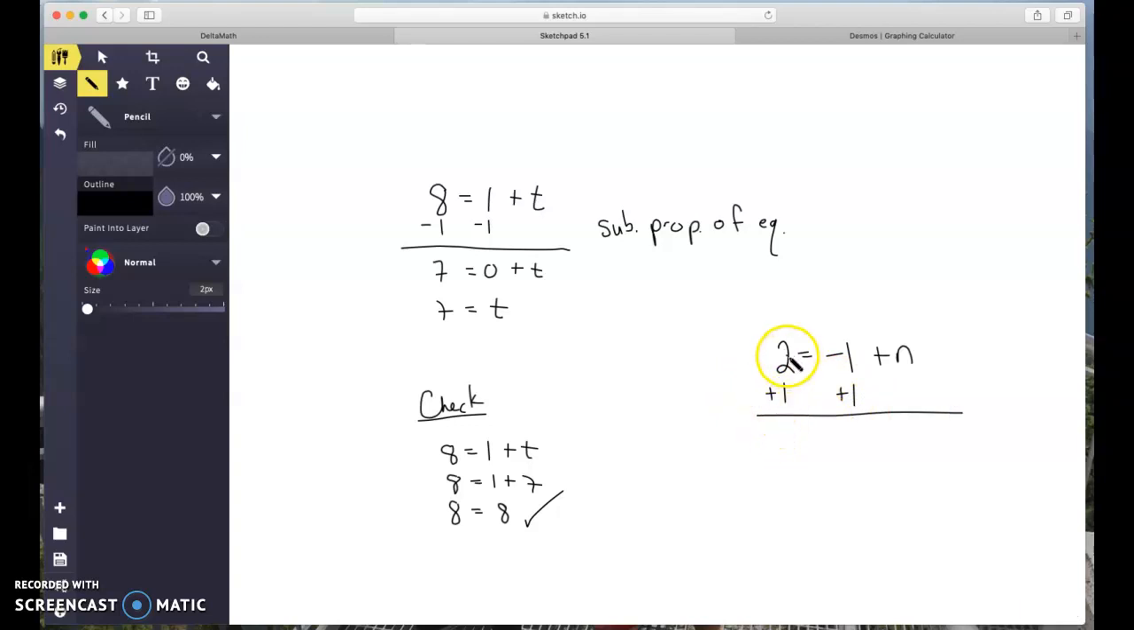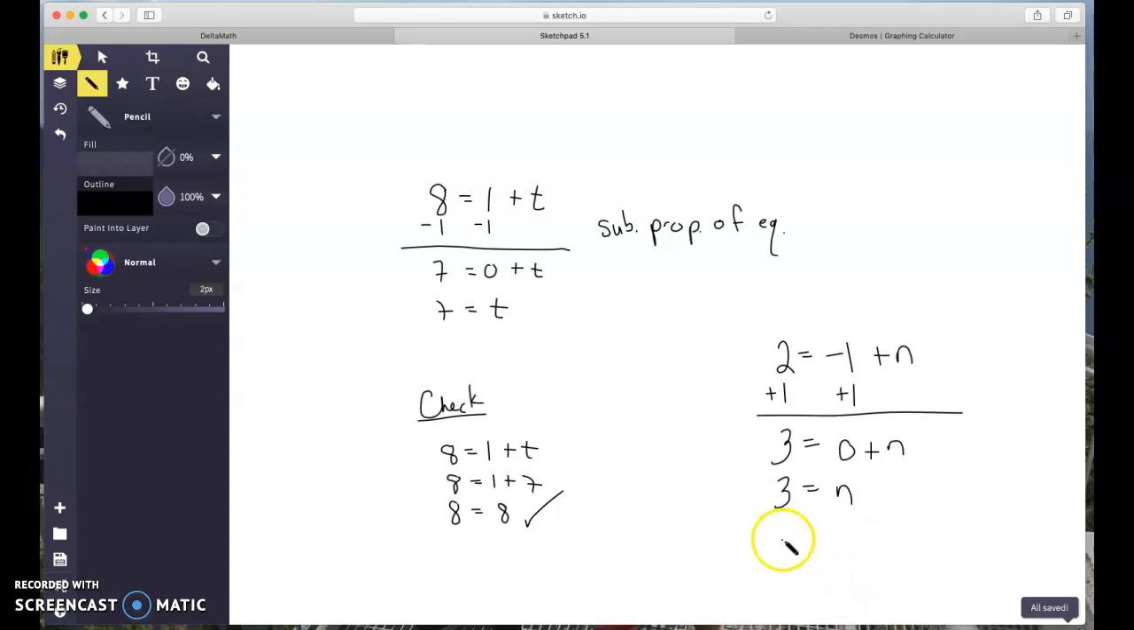When we're using those properties of equality, we're trying to make those ones and zeros, right? When you add 0, it disappears from your equation. It's no longer affecting your number. And when you multiply by 1, it's no longer affecting your number, right? So 2 plus 1 gives me 3. Negative 1 plus 1 gives me 0. And so 0 plus n, that just equals n, so 3 equals n.